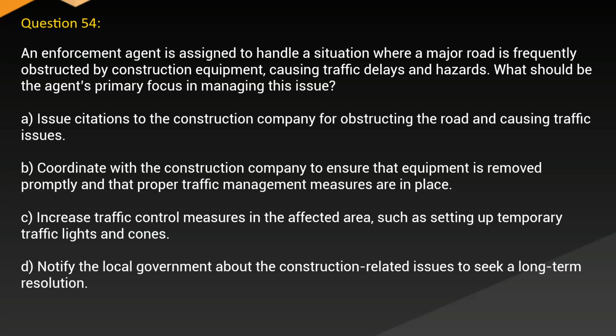A. Issue citations to the construction company for obstructing the road and causing traffic issues. B. Coordinate with the construction company to ensure that equipment is removed promptly and that proper traffic management measures are in place. C. Increase traffic control measures in the affected area, such as setting up temporary traffic lights and cones. D. Notify the local government about the construction-related issues to seek a long-term resolution.